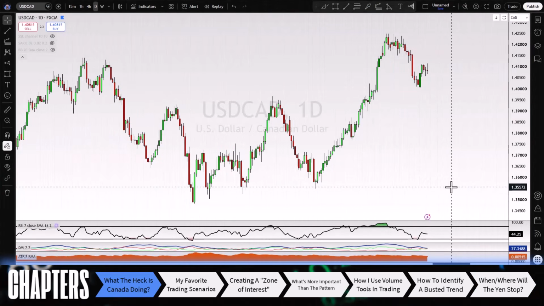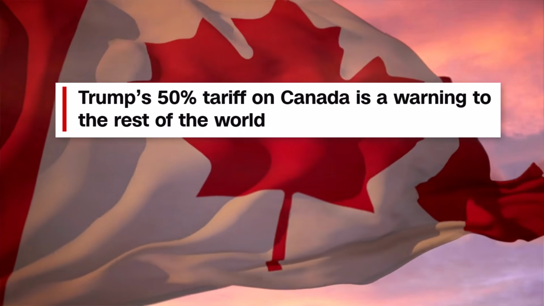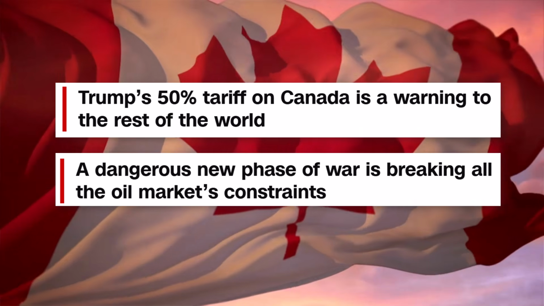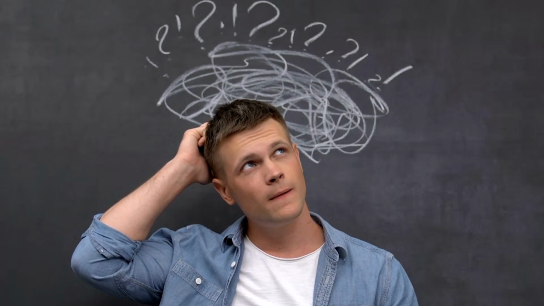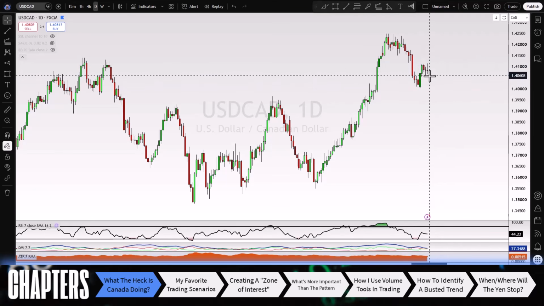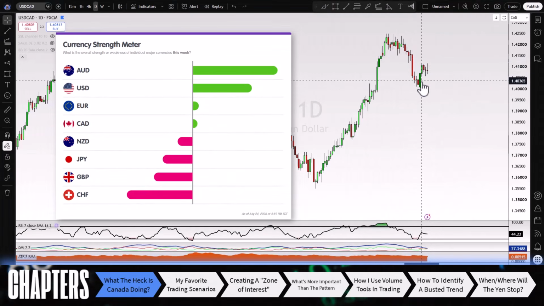The dollar Canada has been somewhat of a wacky pair as it's been sandwiched between tariff news and war news and oil news, and well, it doesn't really know what to do right now. So it's no surprise that we're seeing it really just pause and have a think in the middle of this last retracement.